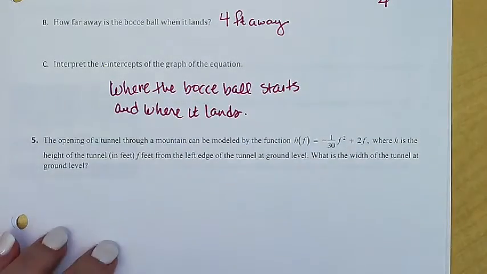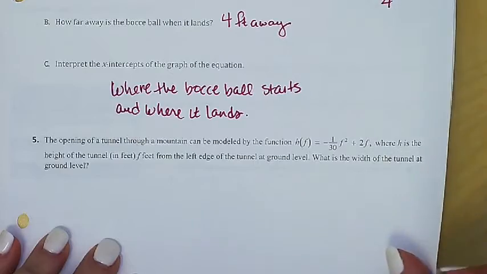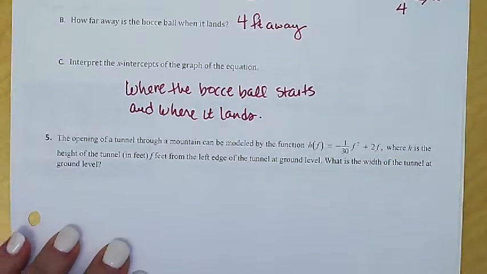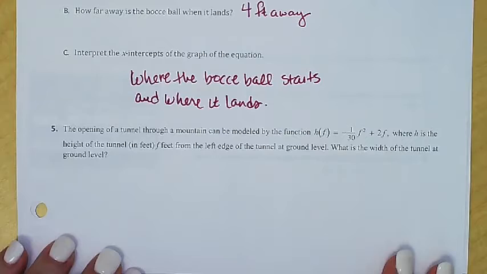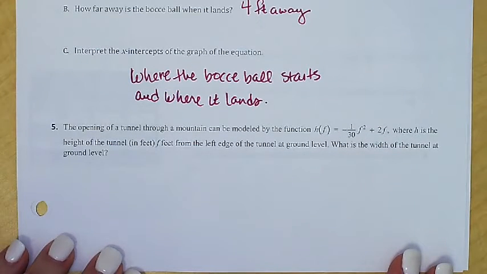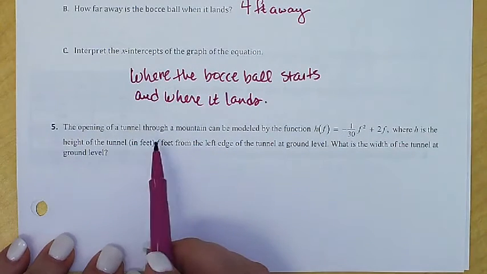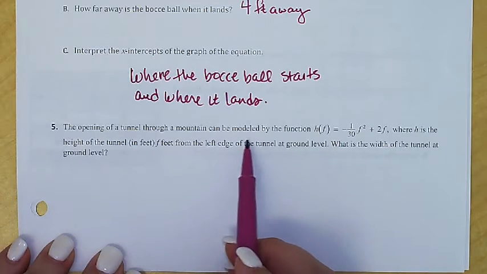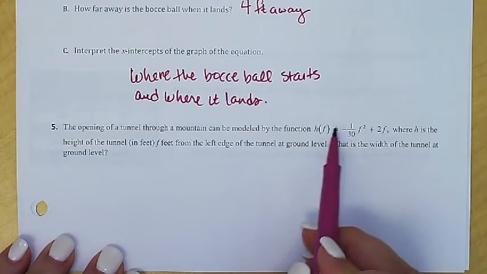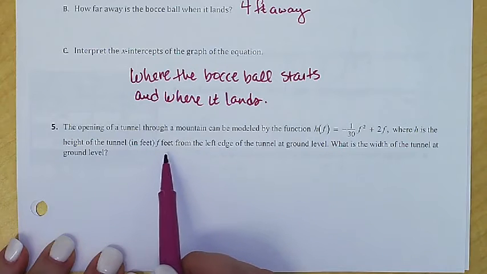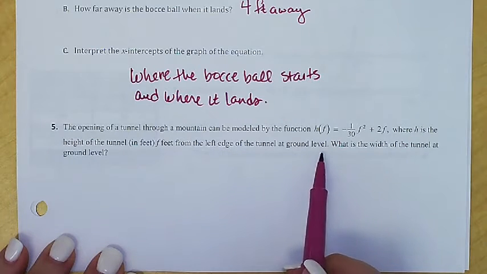Okay, we're going to finish off with this one, and then on the back side we've got a little bit of a regression problem, but we've done regressions before, so it'll be pretty much review, and we'll do that one in class. So on this one we have the opening of a tunnel through a mountain that can be modeled by this function, where h is the height of the tunnel in feet from the edge of the tunnel at ground level.